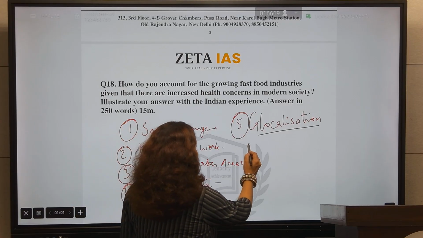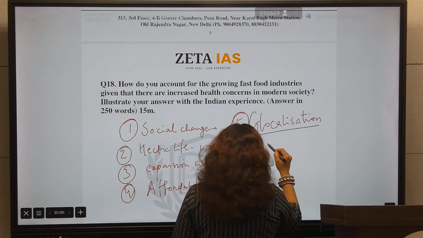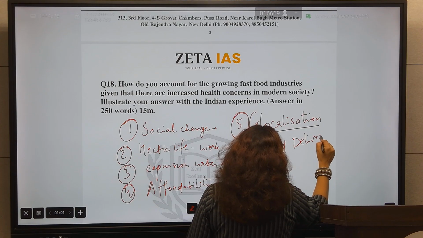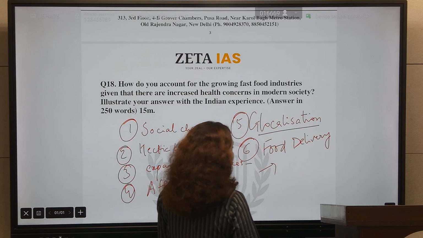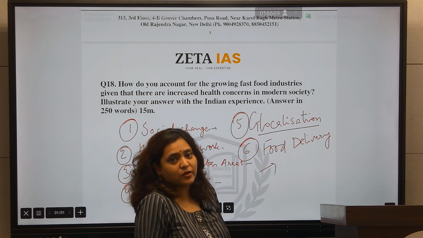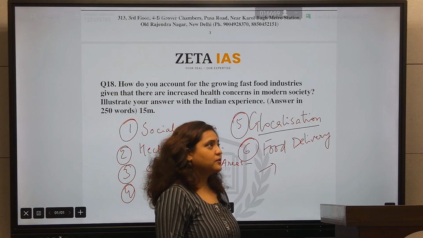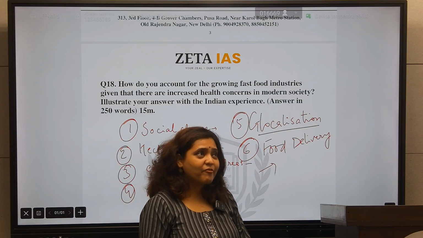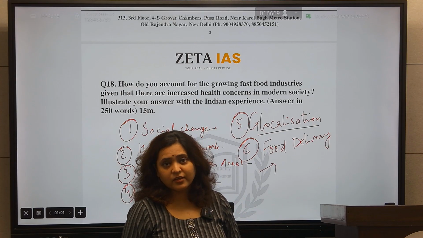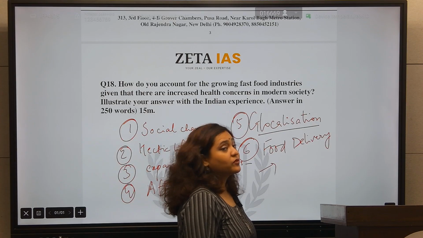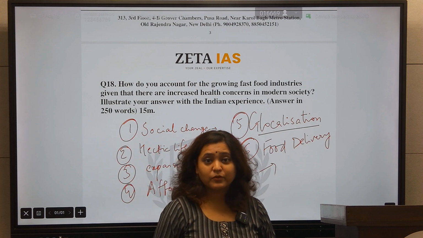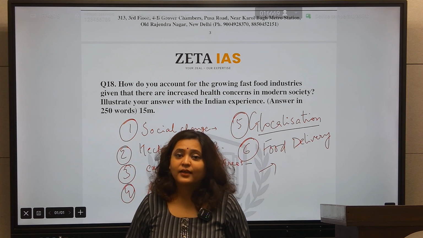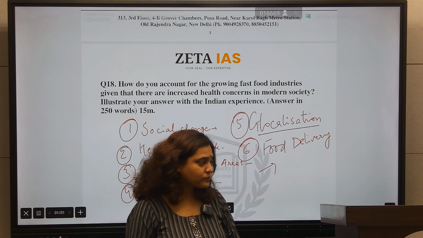And lastly, of course, we have these food delivery apps which have made food very convenient. It's raining outside, you want to have bhajiyas, you don't need to cook, you can order it. If you want a pizza, you don't have to walk. This is also one reason why the fast food sector is growing, because as I said before, anything that comes from the packet is fast food.